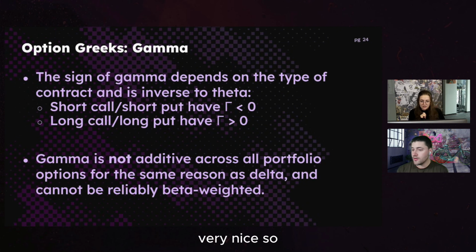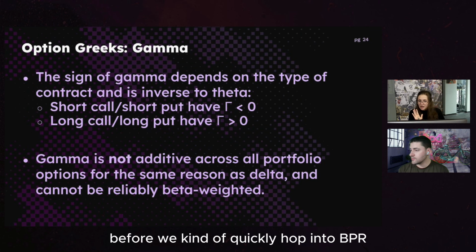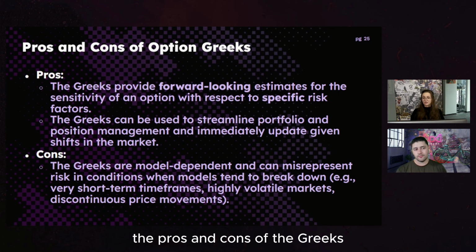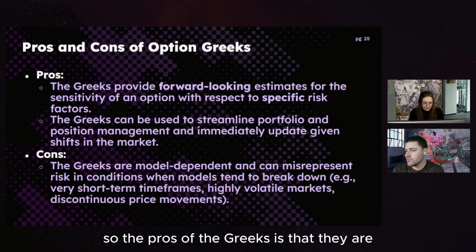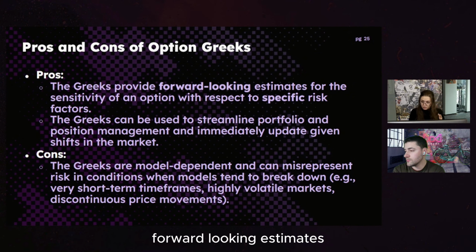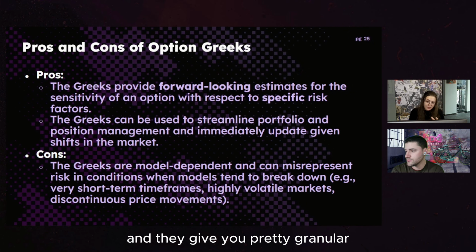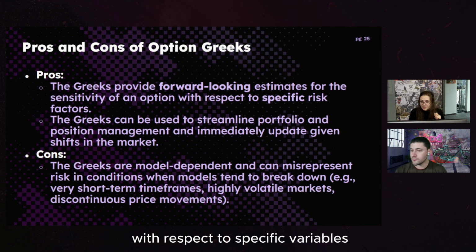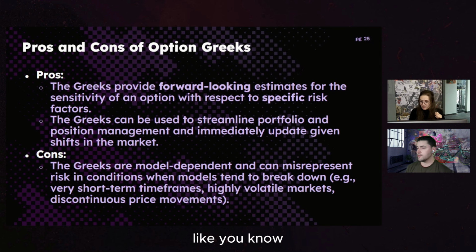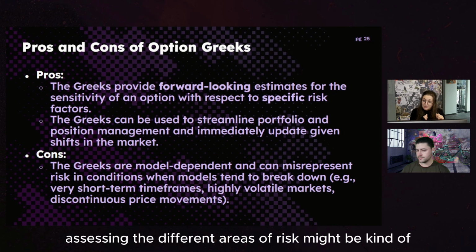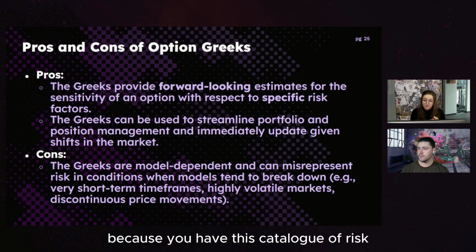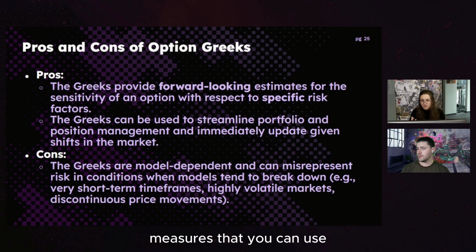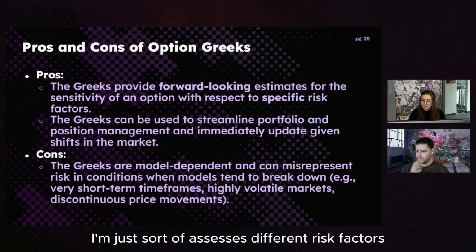Very nice. So just to summarize before we quickly hop into BPR, the pros and cons of the Greeks. How should we expect to use these, and what are the drawbacks? The pros of the Greeks is that they are forward-looking estimates, and they give you pretty granular risk estimates for options with respect to specific variables. For a stock, for example, assessing the different areas of risk might be tricky, and there are a bunch of different strategies for doing that. For options, it's a little bit simpler because you have this catalog of risk measures that you can use to assess those different risk factors, which is nice.